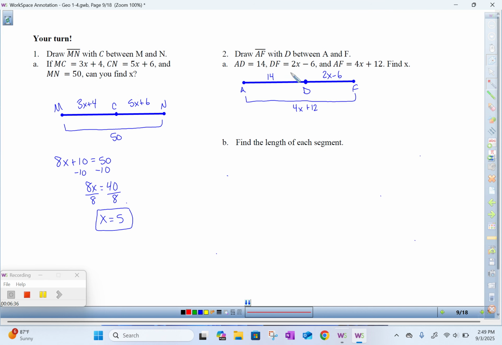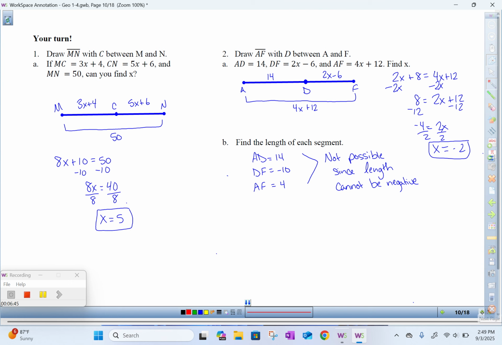Over here, you were supposed to draw AF with D between A and F, so that looks like this. They gave you the length of AD is 14, DF as 2x minus 6, and then that whole length 4x plus 12. So then we set up our equation to have this 2x plus 8, because 14 minus 6 is a positive 8, equals the 4x plus 12. Solving that, you get a negative 2.